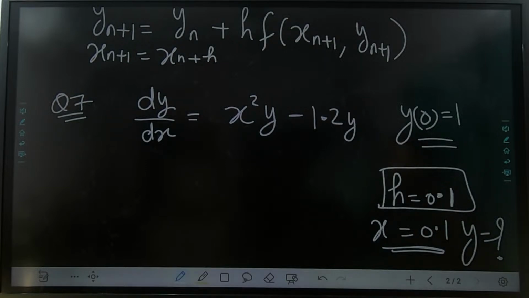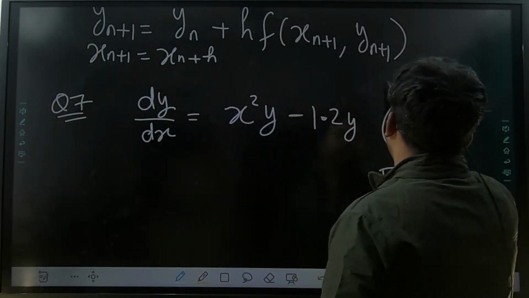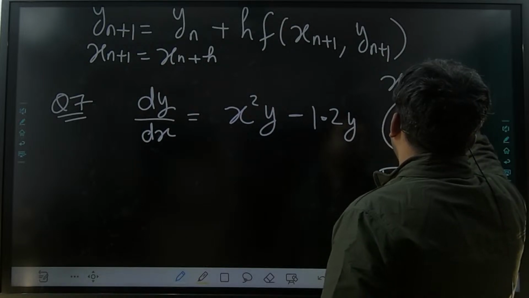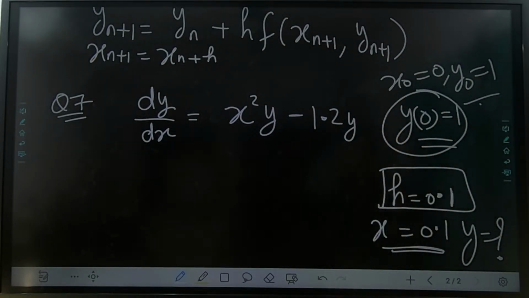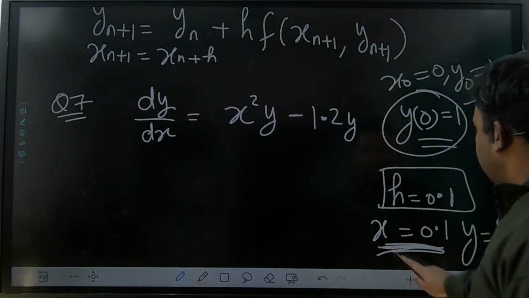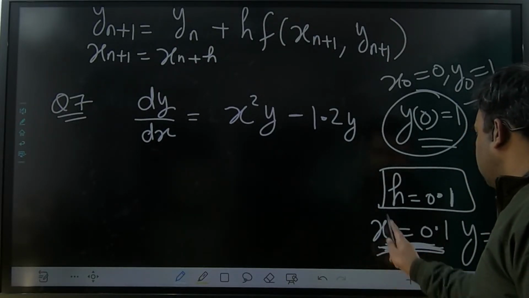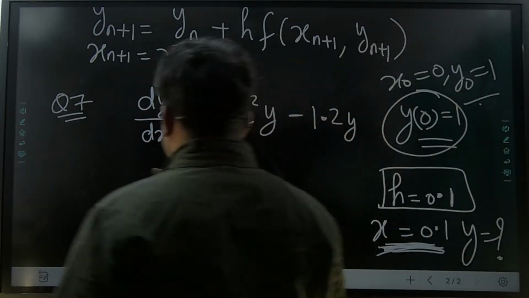Okay, so we have to see when x is equal to 0.1 comes. Under what iteration does x equal to 0.1 come? We have been given x naught is 0, y naught is equal to 1. Initial conditions will be given to you. With the help of that, we have to move ahead and see in which iteration, in which trial x is equal to 0.1 comes. So we have to go with that now.